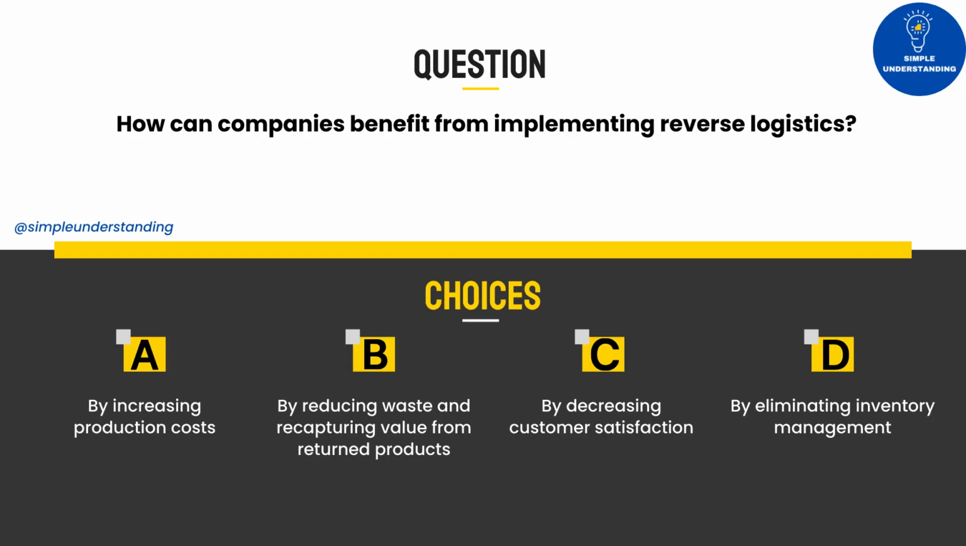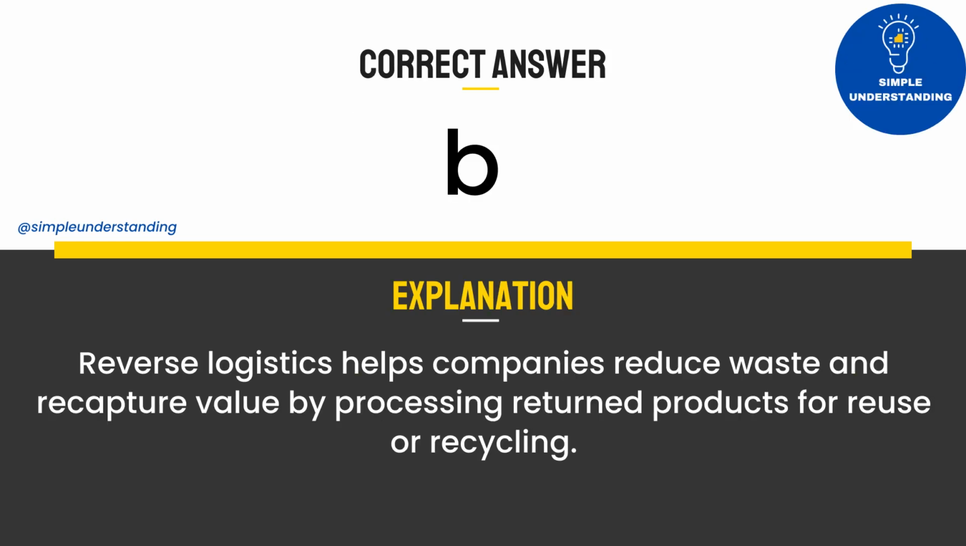7. How can companies benefit from implementing reverse logistics? A. By increasing production costs. B. By reducing waste and recapturing value from returned products. C. By decreasing customer satisfaction. D. By eliminating inventory management. Correct answer: B. Overall explanation: reverse logistics helps companies reduce waste and recapture value by processing returned products for reuse or recycling.